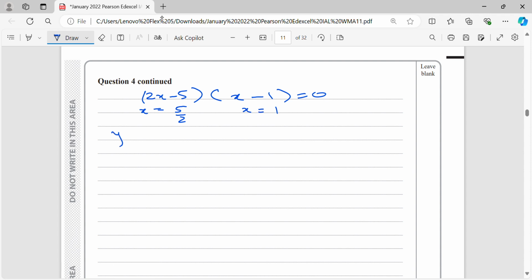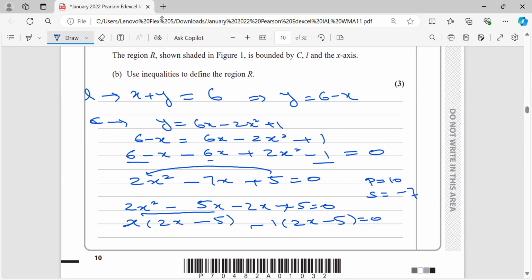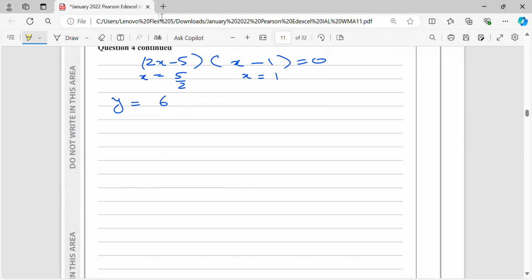So when x is 5 over 2, I can find y. y here is 6 minus x. Let's substitute it here. 6 minus 5 over 2: 6 times 2 is 12, 12 minus 5 is 7 over 2. So when x is 5 over 2, y is 7 over 2.